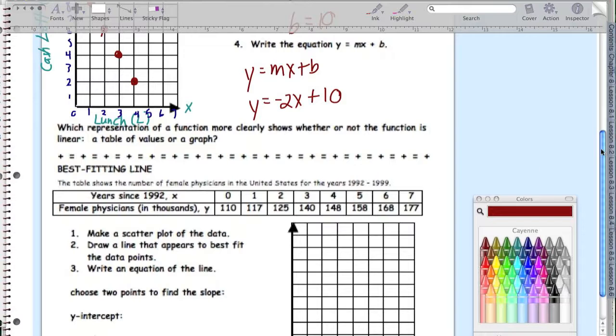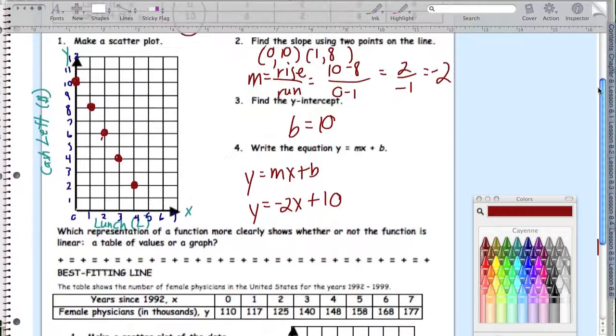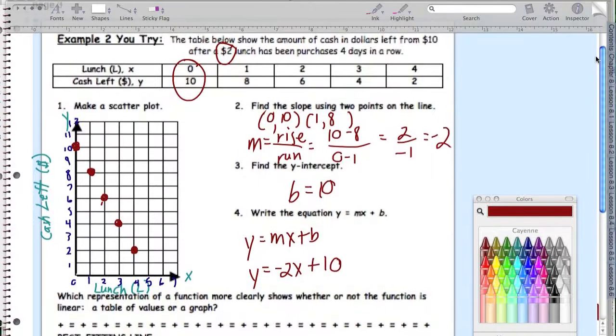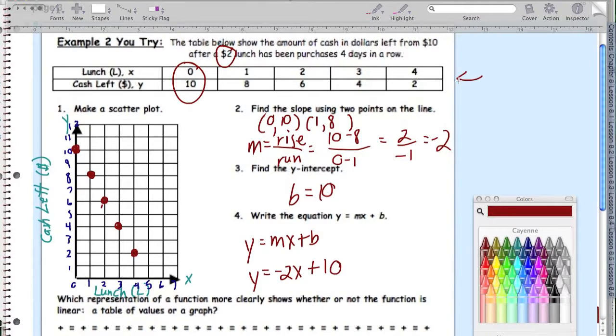Which representation of a function more clearly shows whether or not the function is linear, a table of values or a graph? So this is our table of values, this is our graph. Which one of them shows more clearly that we have a linear function? Remembering, a linear function means that it's a straight line. I think, personally, a graph does. You can see that it follows a straight line. You see that the slope is the same each time. We're following the same pattern.